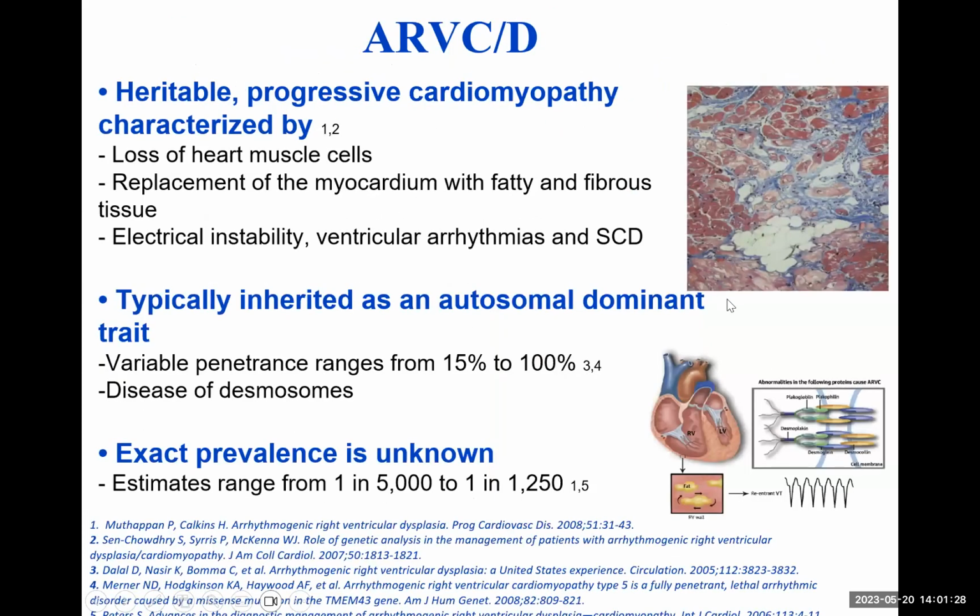Again, it's an inherited progressive disease. You see there, the muscle tissue is replaced with fatty and fibrous tissue. This is the substrate needed for re-entry and tachycardia, leading to instability, ventricular arrhythmia, and risk of sudden cardiac death. Typically, it is inherited as autosomal dominant with variable penetrance, and it is a disease of desmosomes. Desmosomes connect the myocardial cells together, and if there is damage to the desmosomes, then we start to have fibrous and fatty replacement in between the myocardial cells. The estimated prevalence is between 1 in 5,000 and 1 in 1,000. So it's not a common disease, but it's life-threatening.